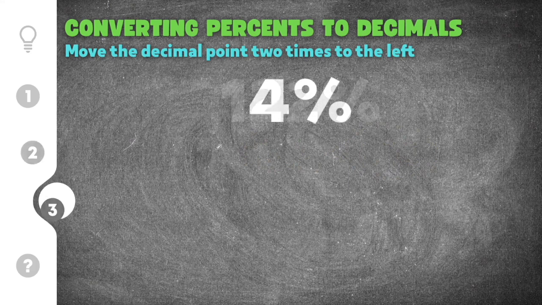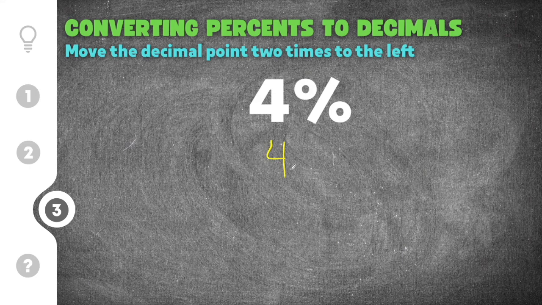Finally, our last problem is number 3. This problem gives us 4%. So I'm going to rewrite 4% as just 4. I know the decimal point starts here. And again, we have to move it 2 times to the left. Now this time when you move it once, it's fine. But when you move it a second time, there is no number here.